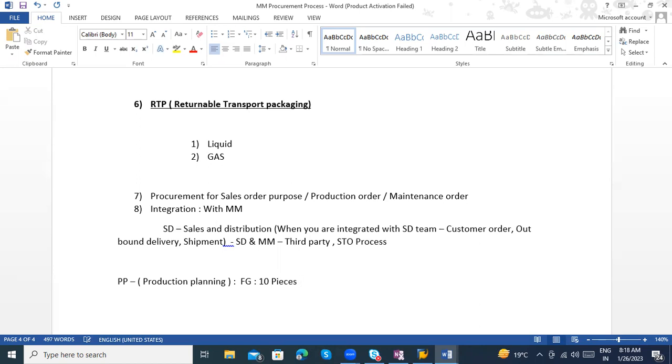Now to prepare this FG product, as I said, they will create the bill of material. In this bill of material, they have the component list. Let's assume that to prepare these 10 pieces of FG, I need A, B, C, D, E products, components. So how will you get these component products?